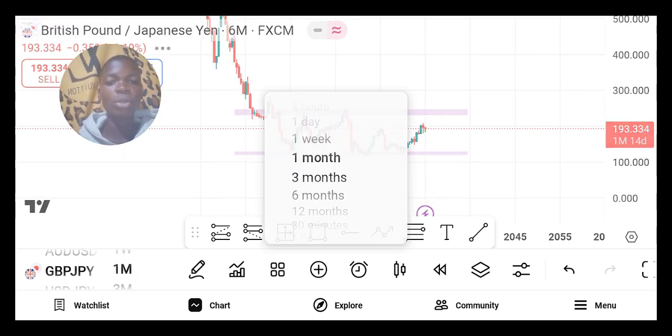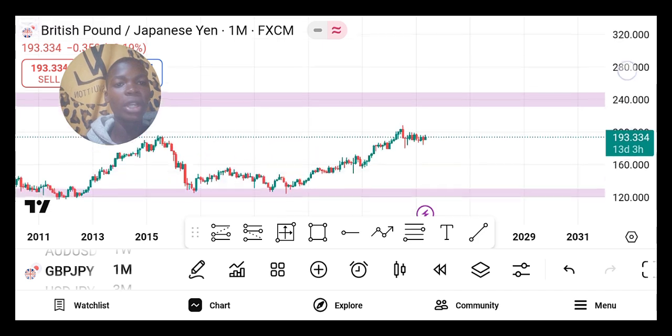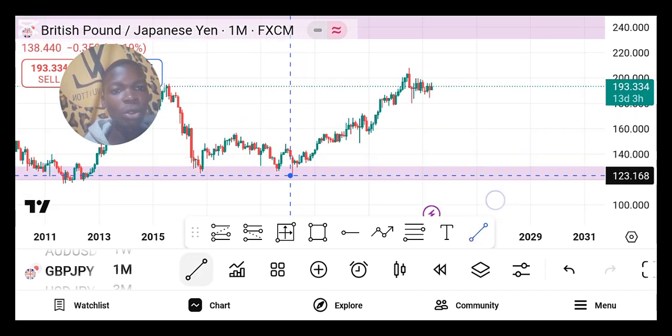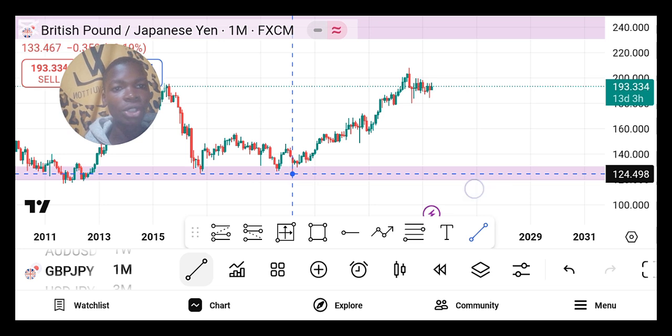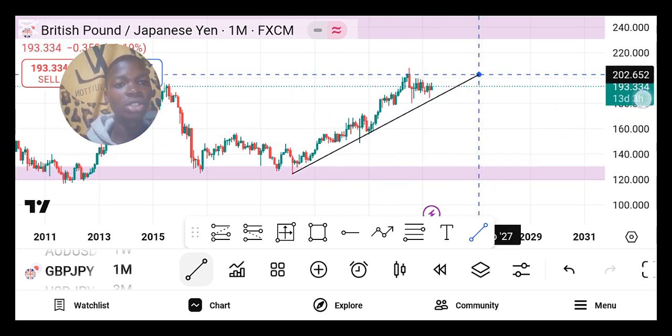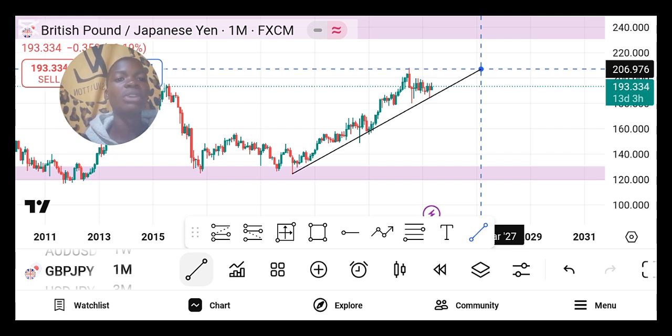So yeah, I am on the monthly time frame of GBPJPY. On the monthly time frame, you can see it has been bullish, entirely bullish, and I'm going to plot out my trend line for extra confirmation. So you can see I'm plotting out my trend line. It's still a bullish trend.